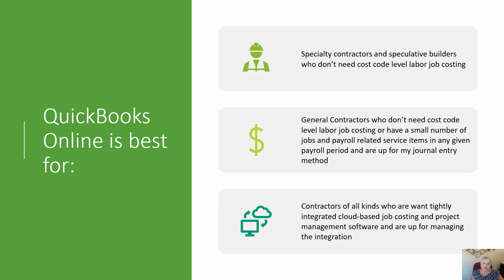In summary, in my opinion, QuickBooks Online is best for specialty contractors and speculative builders who don't need cost code level labor job costing. For general contractors who don't need cost code level labor job costing or have a small, reasonable number of jobs and payroll related service items in any given payroll period, and they're up for my journal entry method. Contractors of all kinds who want tightly integrated cloud-based job costing and project management software and are up for managing that integration are also a really good fit for QuickBooks Online.